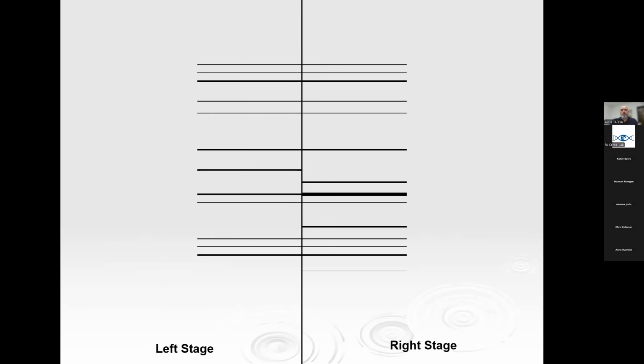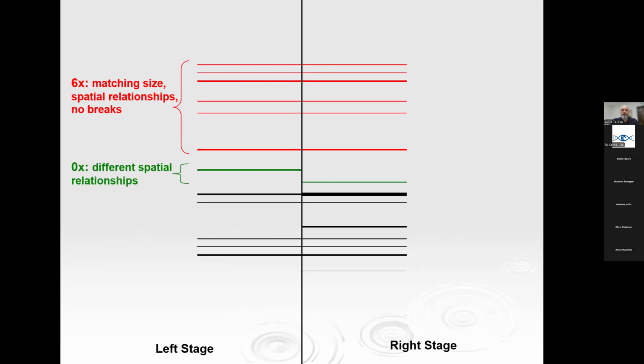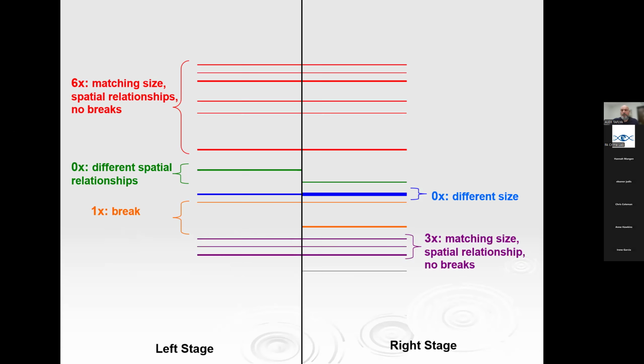So here's an example. These are lines where you can see some correspond, some don't. But right here we have a 6X. Six of these lines match up very well. Here, the green ones don't line up at all. The blue ones line up, but their sizing is different. And here there's a break, so you can't count that. And then the purple ones are back to being 3X. So between the 6X and the 3X, even though there are some differences in between, this would be a match.